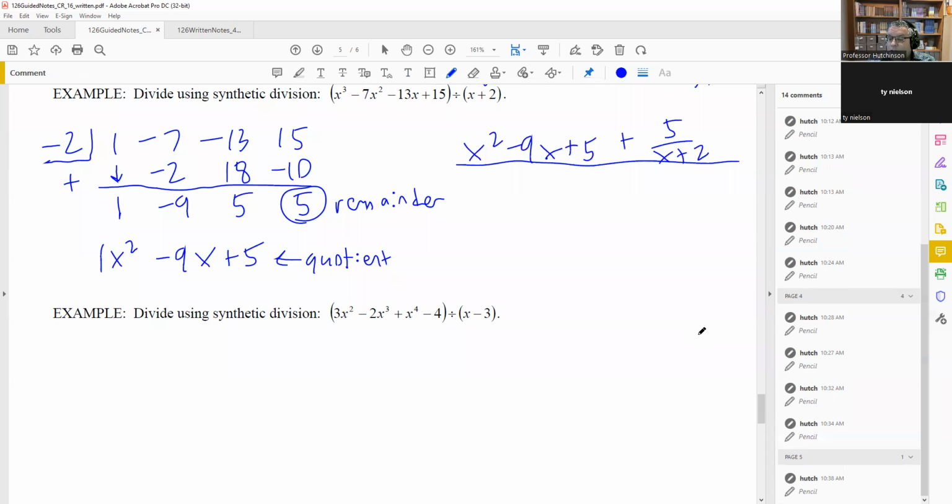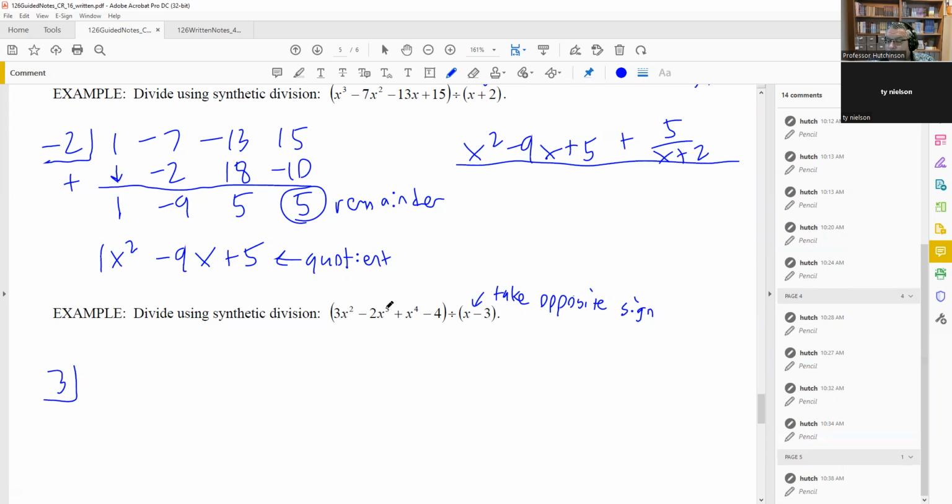So let's do another one of these. Okay, so again, this number right here, we want to take the opposite sign. All right, so instead of a -3, we're going to put a +3 inside the box.